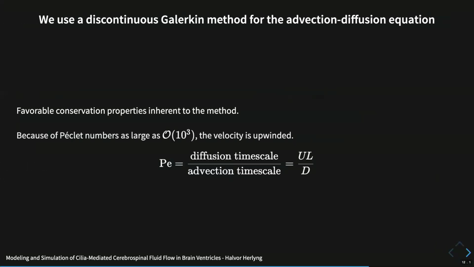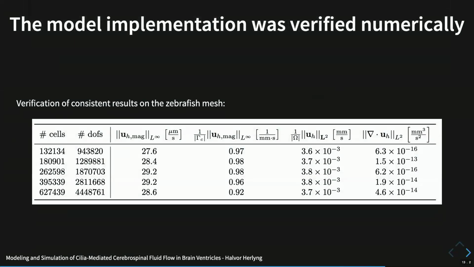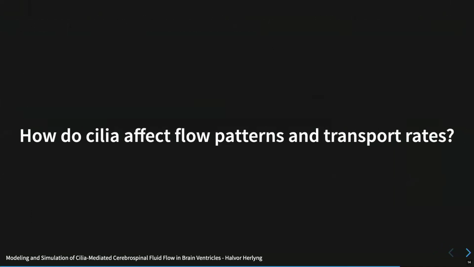For the transport equations, we use discontinuous Galerkin elements and also upwinding, because we have large Peclet numbers inside the domain. We numerically verified the model, seeing convergence on a cylinder test mesh. We also see consistent results on refinement of the zebrafish ventricles mesh, and also the very low divergence that we want. So how do cilia affect flow patterns and transport rates?